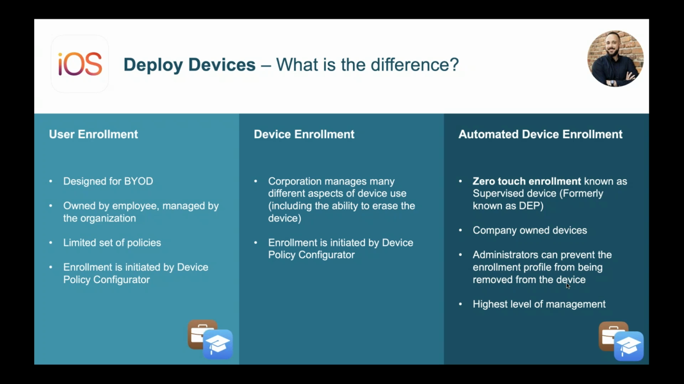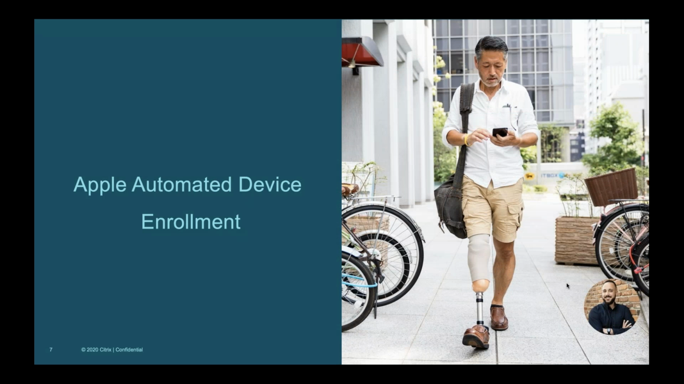And company-owned devices is the best course of action here, right? Where, of course, you have to have your serial numbers, you have to enroll with the automated device enrollment program, and we're going to talk a little bit more about that with ASM and ABM, Apple Business Manager and School Manager. And administrators can, of course, prevent the enrollment profile from being removed from the device when we use this. And it really brings the highest level of management. Let's take a look at the next slide here, where we'll break down Apple automated device enrollment.